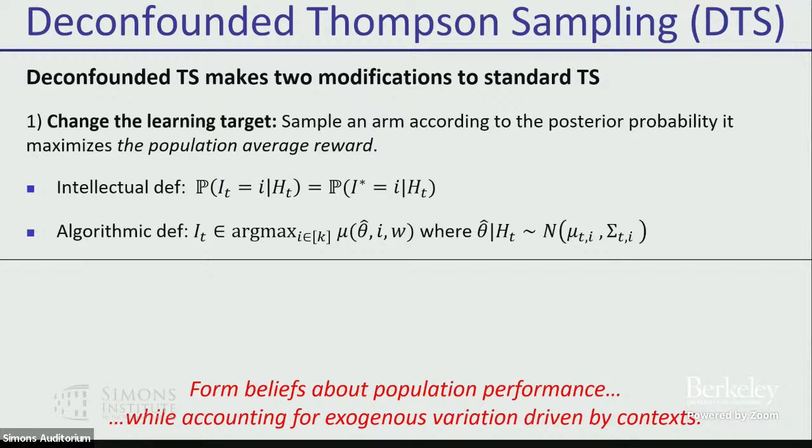It plays an arm according to the probability that it's the best one in this given instant, or given what you clicked on last. Now, because we are after the best arm to deploy in the population, we are going to incorporate all the information we have, including the context in the past, and form beliefs about the posterior probability that an arm is the best to deploy in the population. That's what I star is here. And we sample an arm according to that probability.